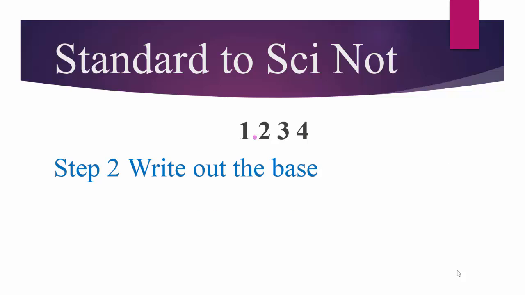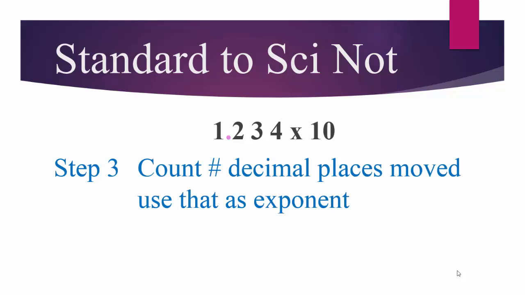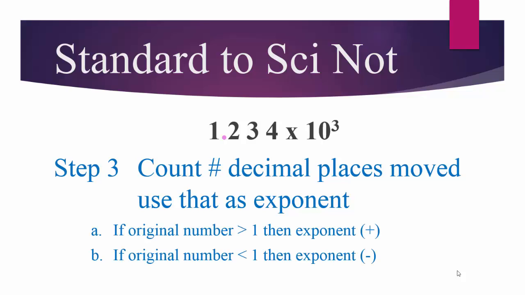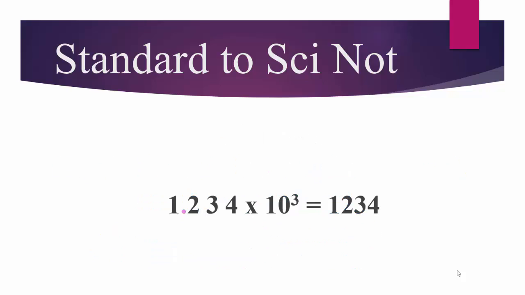This is the easiest part, times 10, and you must write out the times 10. Step 3, count the number of decimal places moved and use that as the exponent. We started here, we went 1, 2, 3 places over here, so the exponent becomes 3. Now remembering the two little sub-steps, if the original number is greater than 1, and 1234 is definitely greater than 1, then the exponent remains positive, and so we can say 1.234 times 10 to the third equals 1234.